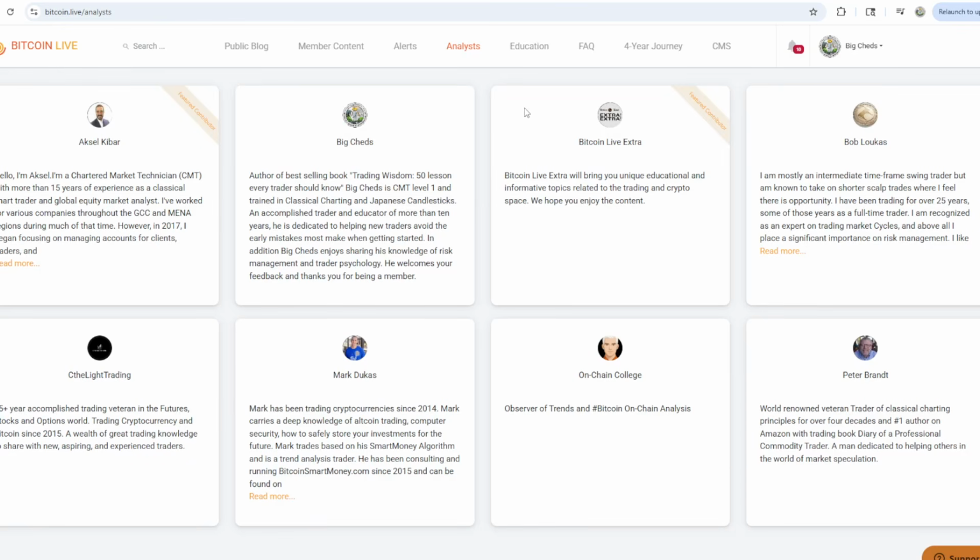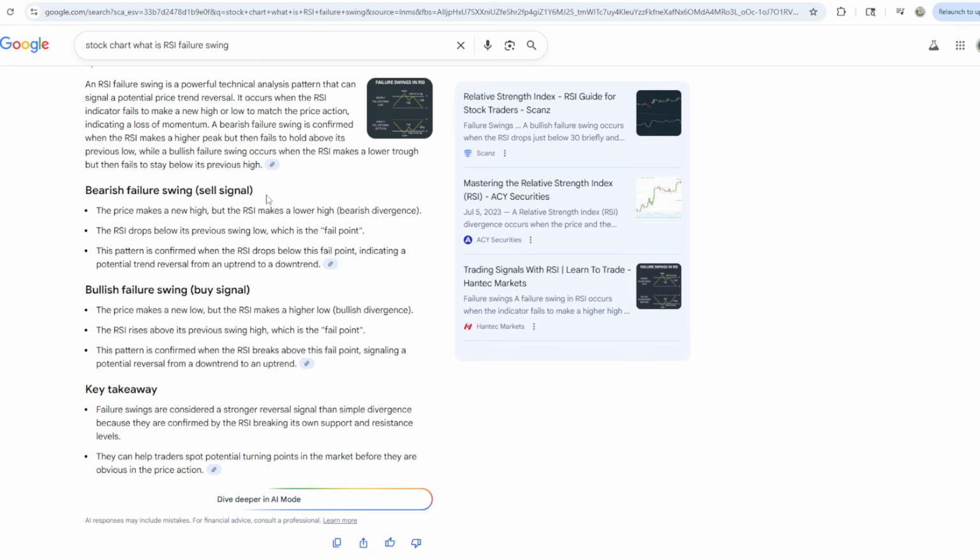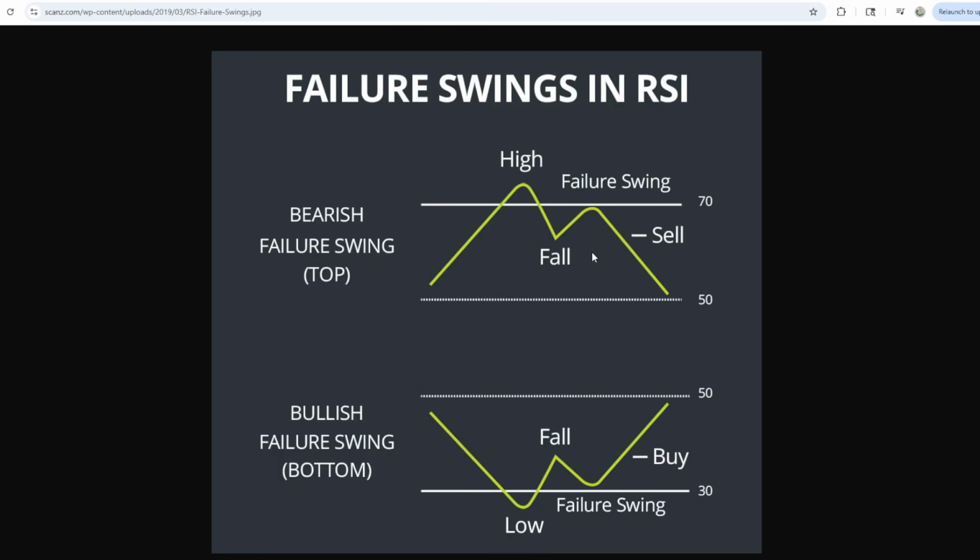For today's lesson, we're going to talk about a classical charting concept called an RSI failure swing. You can pause and read this at your own time, but it's one way to use RSI. And again, before I show you, I'll show you the image first. You see what it is here.